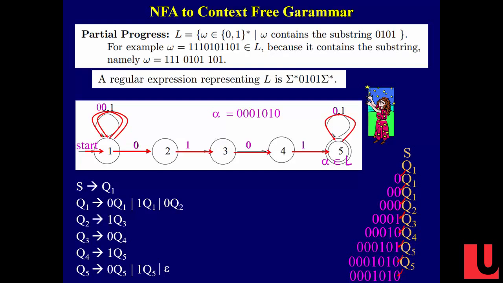Here, Q1. So for Q1, we'd have 2 zeros. Okay, never mind. My bad. Yeah, Q1 can go to 0 Q1, or it can go to 0 Q1 Q1, or it can go over to Q2. Okay. Everybody see how we can convert any? This is just writing down the rules of the NFA into a grammar.